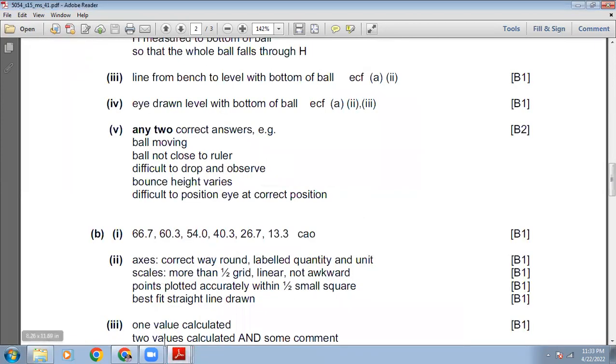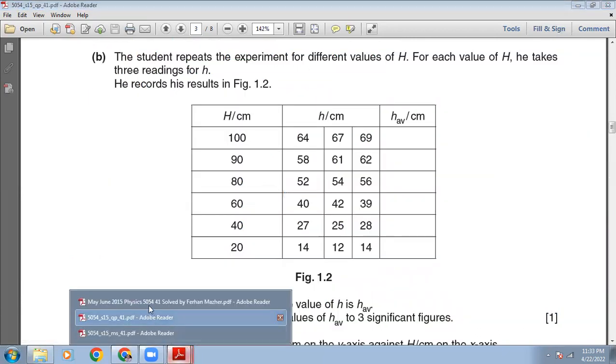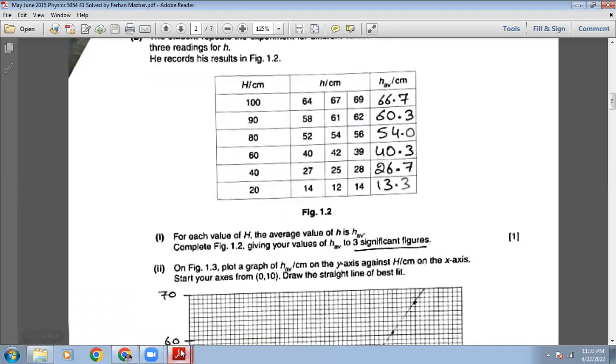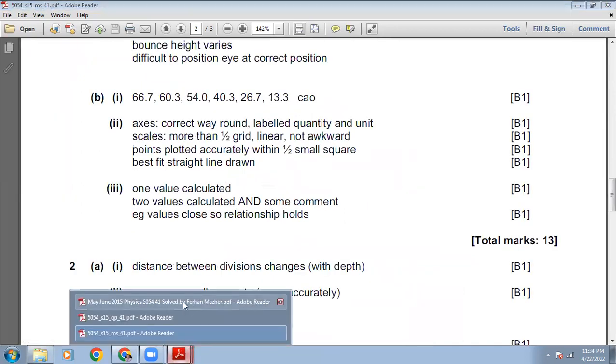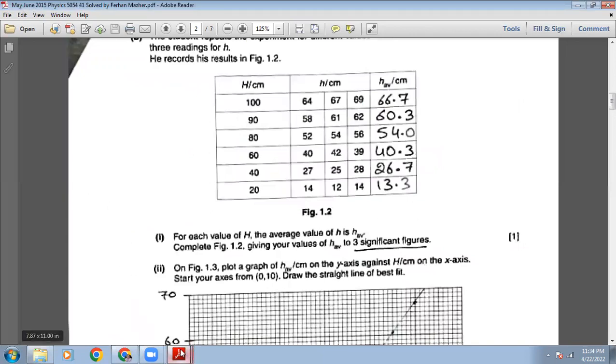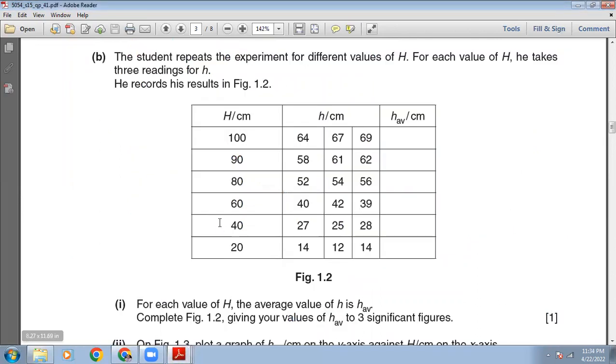Okay, let's have a look at my reading. 66.7. So where are my readings? 66.7 and 13.3, the last reading, 13.3. So our answers are almost, they are right. Okay, so let's move to the next part.